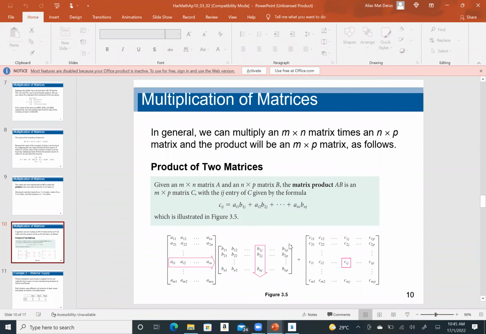Don't worry about the size of the matrix. We just multiply by the rule. This is general. We are not going to do anything like this. So how do you multiply? This is how you multiply.